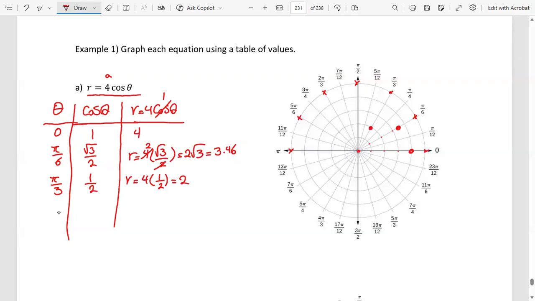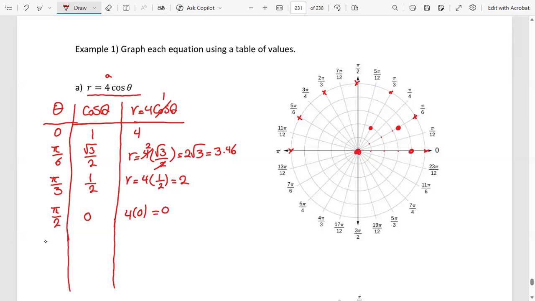If I replace theta by pi over 2, we get used to x and y because of other equations, so now I keep saying x. If I replace theta by pi over 2, the cosine of pi over 2 is 0. And I know 4 times 0 is just 0. So for pi over 2, I have a point at the origin.